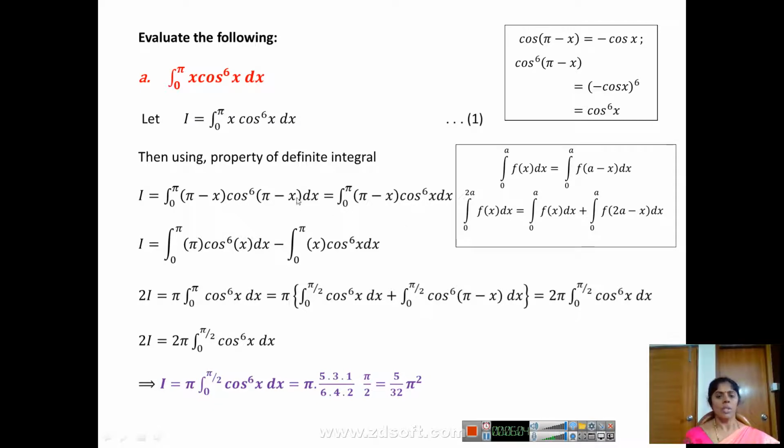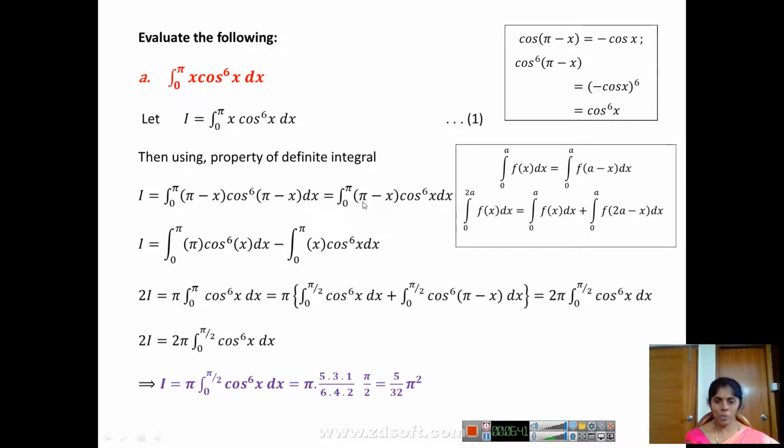So in this case, cos to the power 6 of (pi minus x). See, here I have just explained: cos of (pi minus x) lies in the second quadrant, so it is minus cos x. But cos to the power 6 of (pi minus x) is equal to minus cos to the power 6, that is nothing but cos to the power 6 of x. So we can rewrite cos to the power 6 of (pi minus x) as cos to the power 6 x dx.